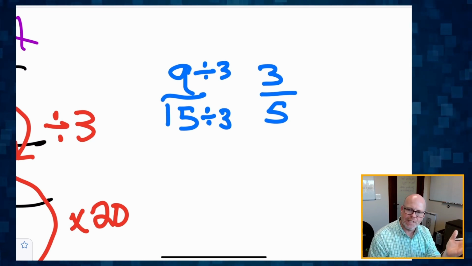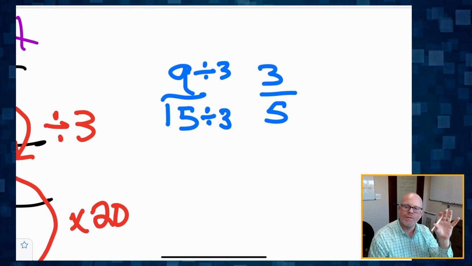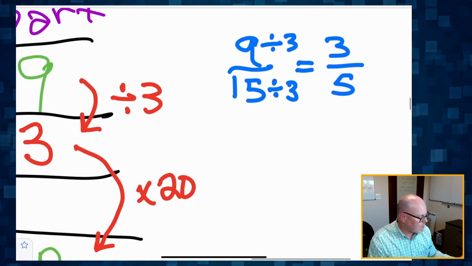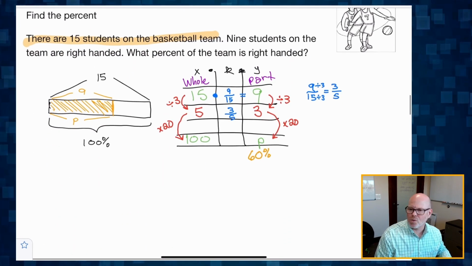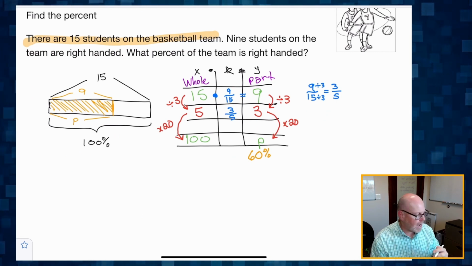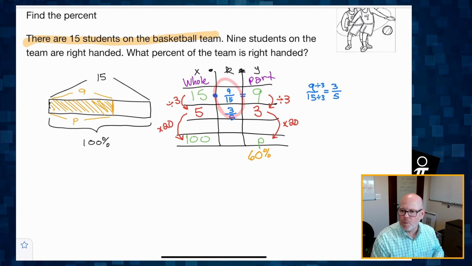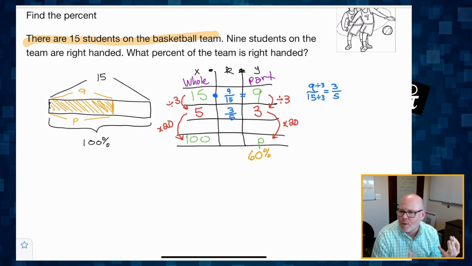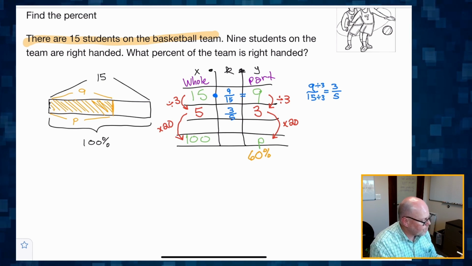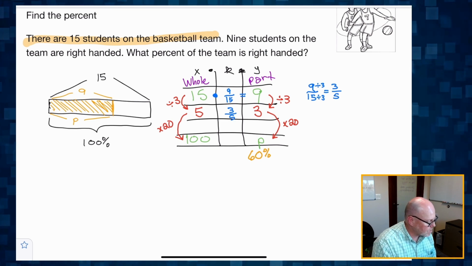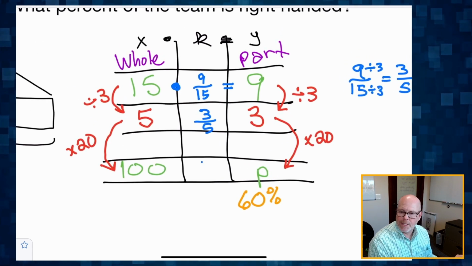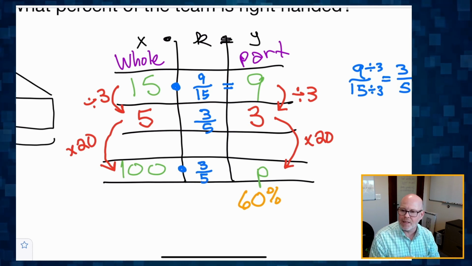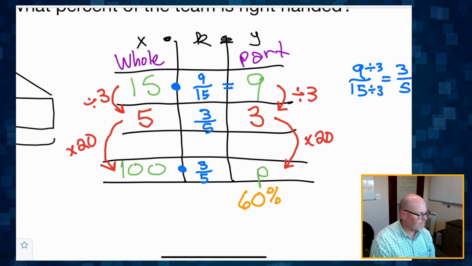So 9/15, so 9 divided by 3 is 3, 15 divided by 3 is 5. So therefore, we know that 9/15 and 3/5 are equivalent fractions, equivalent ratios, which means we do have a constant of proportionality, and our constant of proportionality is 9/15 or 3/5, depending on what you want to say, because they're equivalent. Well, now that we know what our constant is, we can multiply 100 by our constant of proportionality to get the value of p.